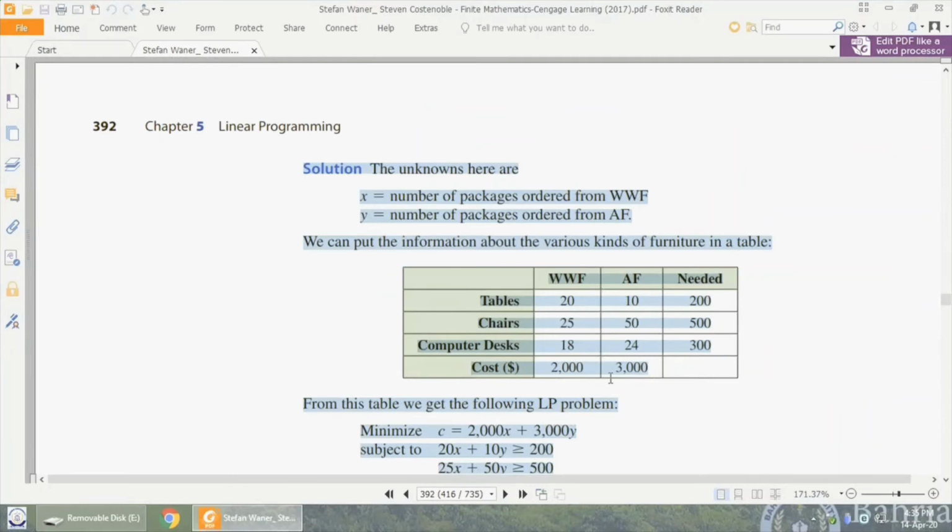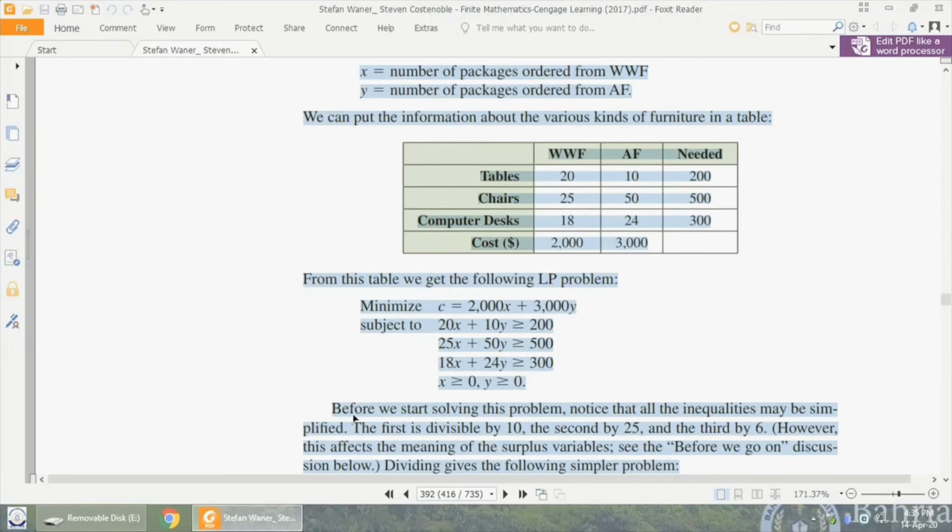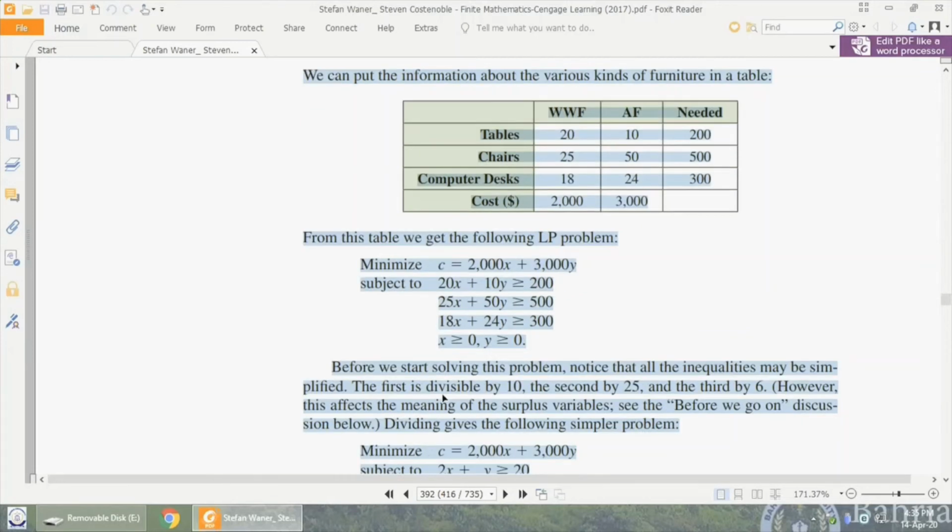Now let's just look at the equation here. C is 2000x plus 3000y, but now we would be maximizing P, so we are actually shifting the focus. The other constraints are like I told you: 20x plus 10y greater than or equal to 200, 25x plus 50y greater than or equal to 500, and 18x plus 24y greater than or equal to 300. And we assume that x and y are greater than or equal to 0. We don't want to take any negative values here.